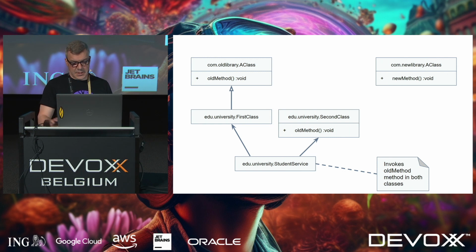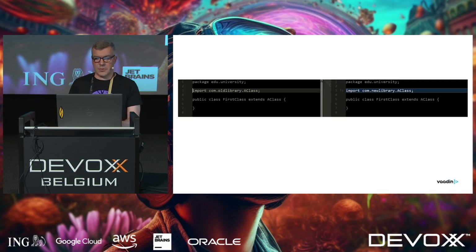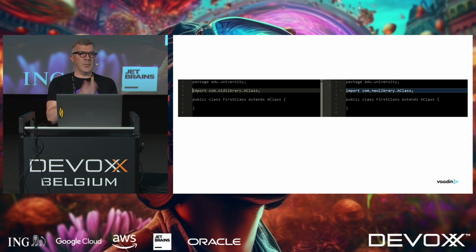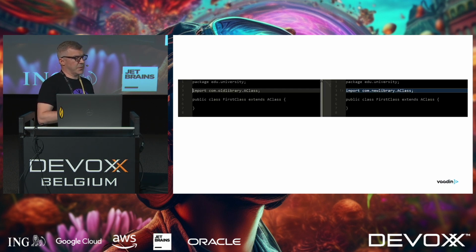OpenRewrite. Let's go back to the presentation then, because we were saying earlier that we were looking at method invocations, but we were also looking at types. So types are also something that we need to change quite a lot. If you remember from the transformation, what we were trying to accomplish here was to go from old library A class to new library A class. Wherever in the code we would find A class being referenced, and that was to an old library, we would need to change that to new library.